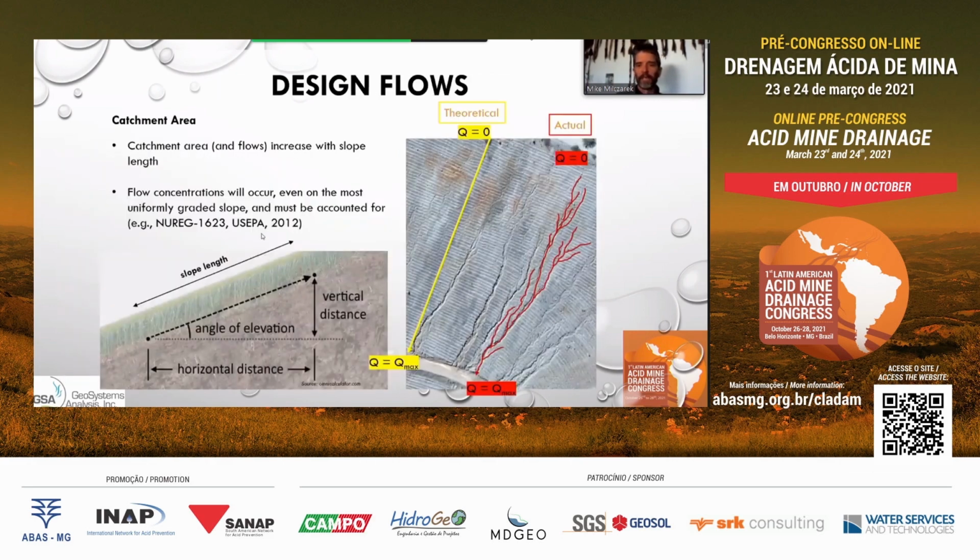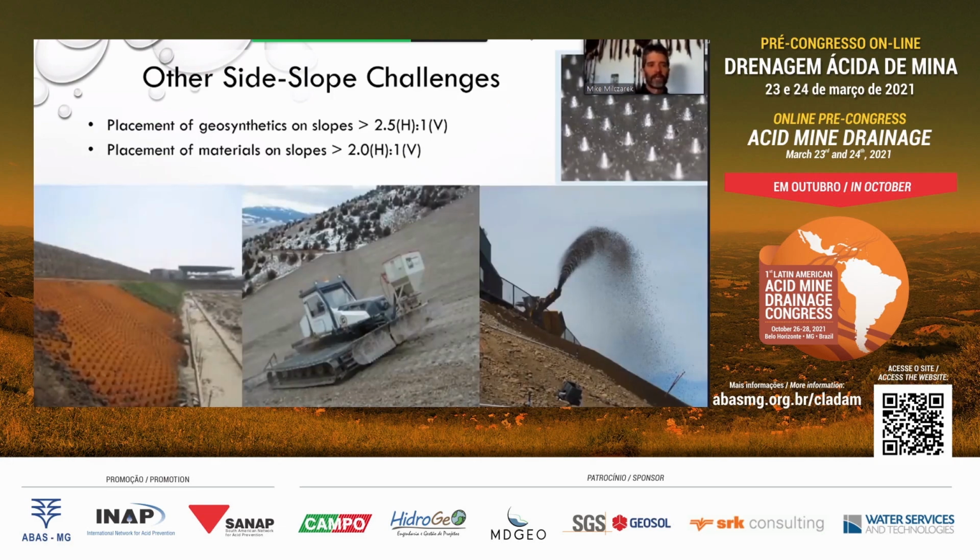This is just an example of what I was talking about earlier: theoretical flow going down a hill is straight, but actually what happens is you start getting a convergence of flow, and there are tools to use for this. You want to make sure that you take a look at it. This also will tell you when the slope is too long, and where you might start causing problems for yourself. Some of the other side slope challenges is how do you place geosynthetics on slopes?